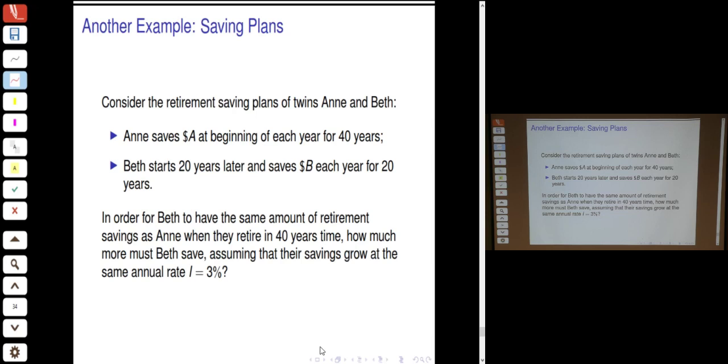So of course Beth will need to save a much bigger amount of money every year in order to catch up with Anne, so that at the point of retirement they have the same amount of retirement savings, although Anne has saved for 20 years longer. Okay? So the question is, of course we know for sure at the very outset that Beth needs to save more per year. The question is how much. Okay? So that's the question we are going to answer.